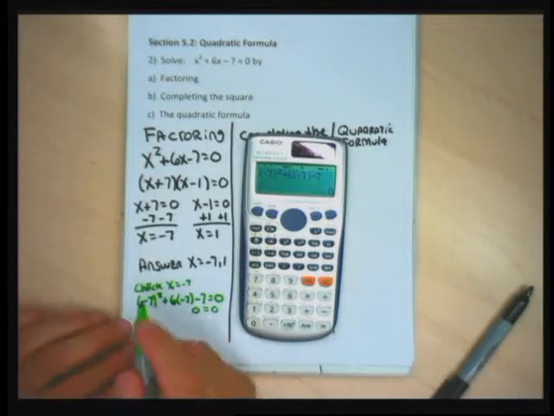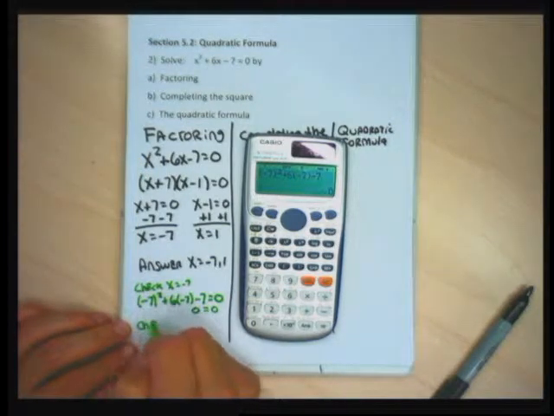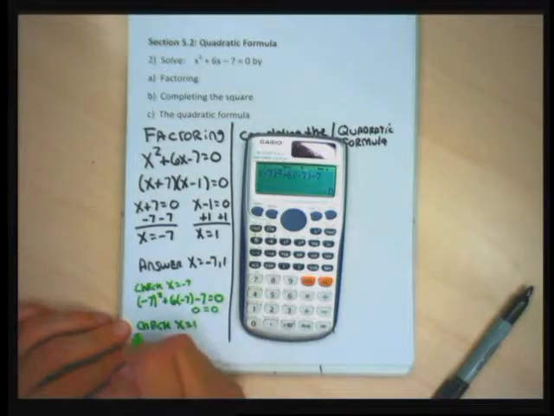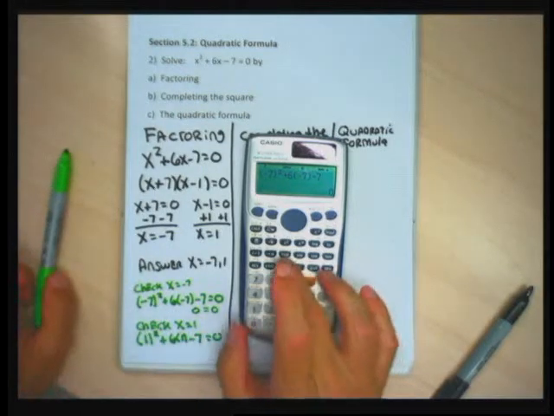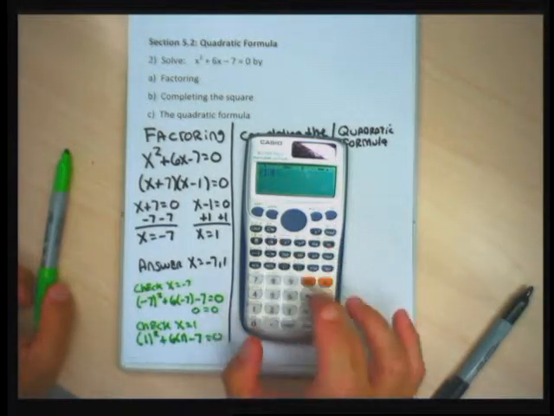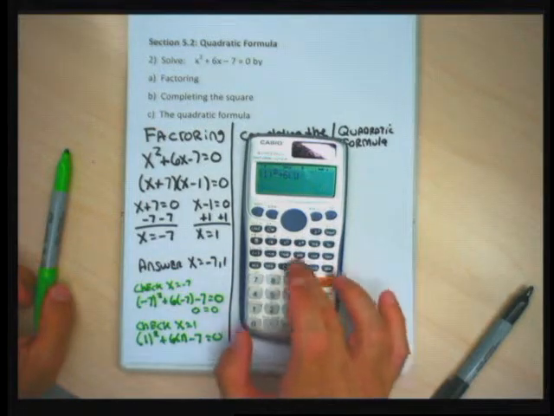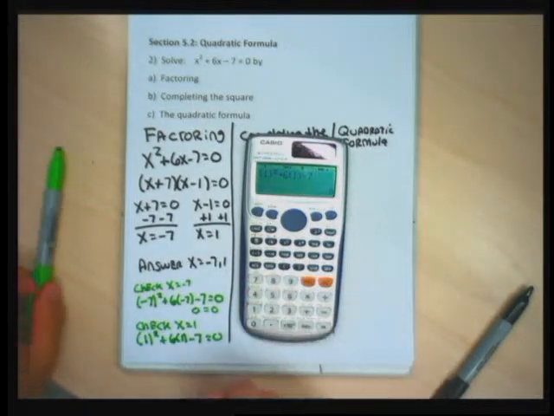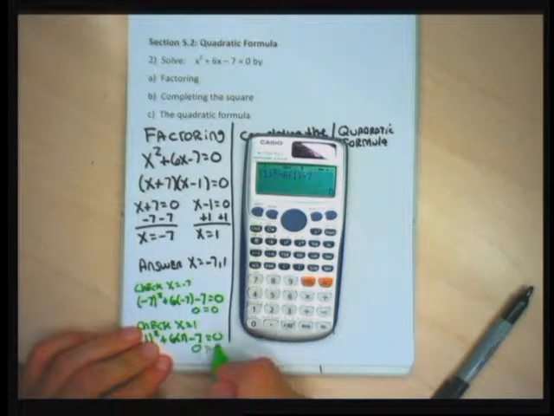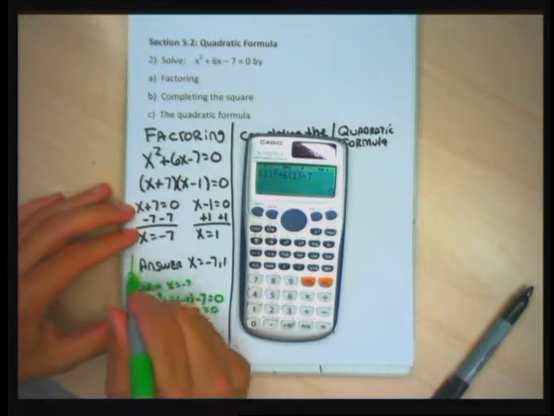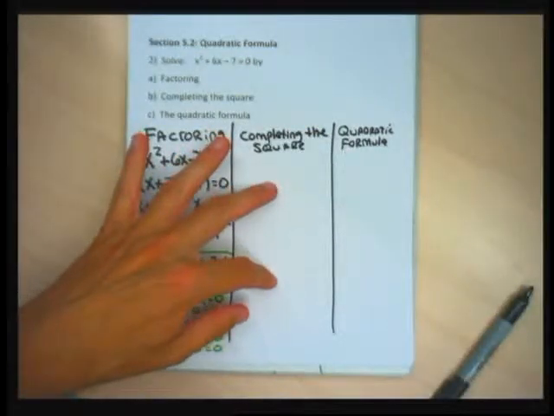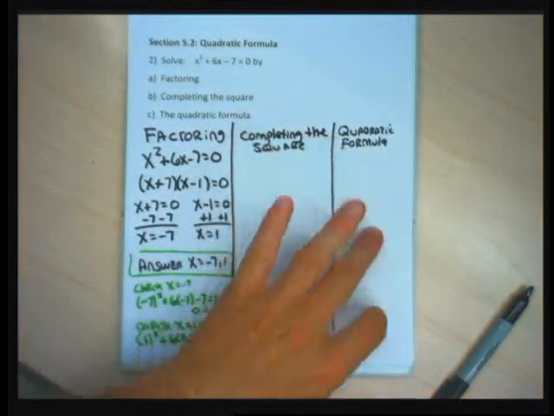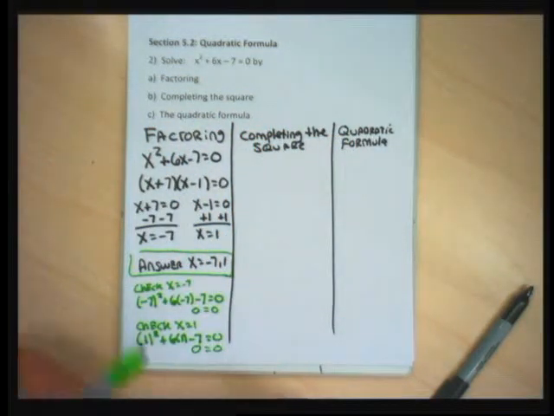And now I'm going to check the positive 1 to make sure it works as well. So I'm going to go 1 squared plus 6 times 1 minus 7 and make sure that equals 0. So 1 squared plus 6 times 1 minus 7, and I get 0 equal to 0. So I know both of the answers are correct, and that is the only answer to this problem. When I solve it using the method from the last section and the method from this section, I'm going to get the same answer every single time.